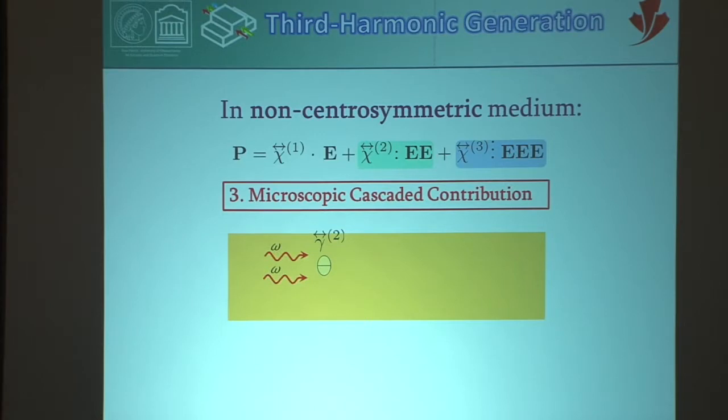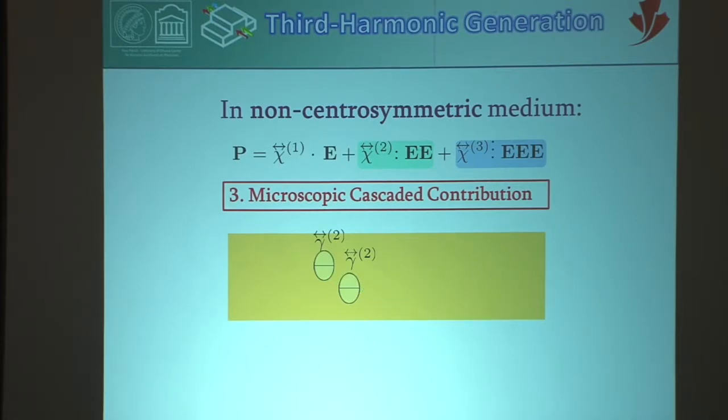And it interacts with two fundamental frequency photons, and these two photons induce a doubled frequency component in its oscillation spectrum. But instead of emitting a doubled frequency photon, it interacts with the neighboring dipole by means of dipole-dipole interaction, and with the assistance of an additional fundamental photon, it induces a tripled frequency component in the spectrum of dipole moment oscillation in this neighboring emitter. And this ends up emitting a tripled frequency photon.